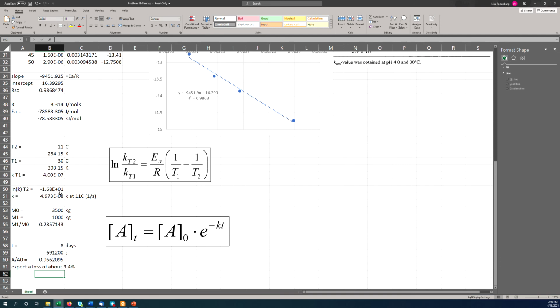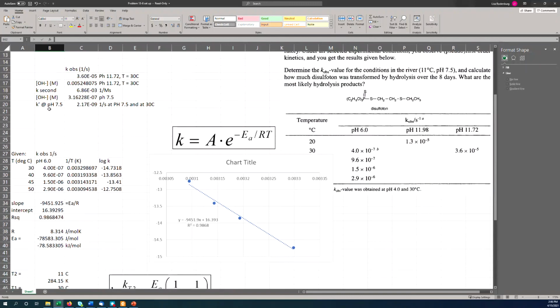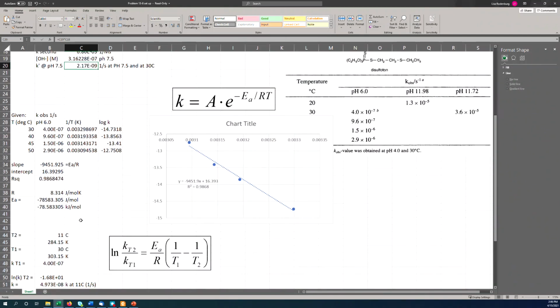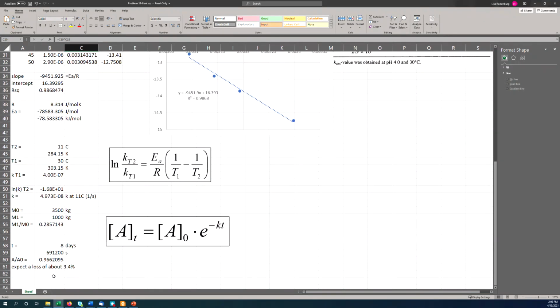And this is a good point to stop and ask ourselves, did we really have to worry about the base catalyzed reaction? Remember, here was our base catalyzed reaction constant at 30 degrees C, 2 times 10 to the minus 9. And here's what we calculated for the neutral mechanism, 4.8 times 10 to the minus 8. So about a factor of 20 faster. And again, this is only going to get slower when we adjusted it down for temperature. So I think we are justified in ignoring the base catalyzed reaction.